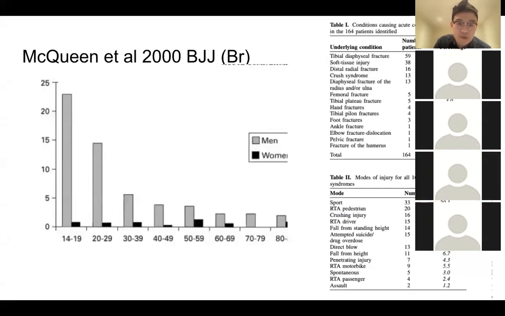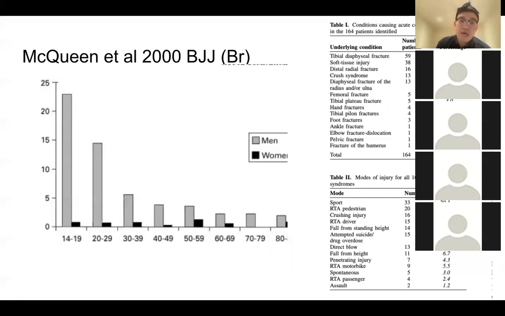Prof. McQueen in Edinburgh did this piece of work in 2000, which explains why every single MCQ question always talks about a tibial shaft fracture: in a younger patient, you have a higher risk of compartment syndrome sustaining a tibial shaft fracture, especially from a sports injury. That's the most common scenario, in 30% of the time.